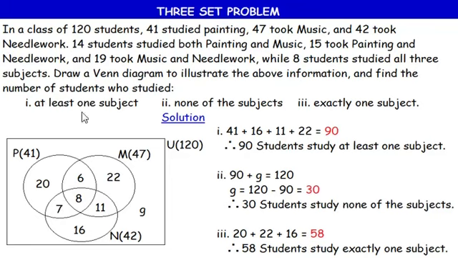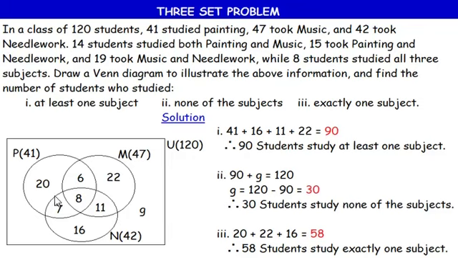So that is how come we had a 7 you are seeing here. Let's move on. 19 took music and needlework. When you look at the 2 circles, this is the circle for music, this is the circle for needlework. Where they intersect, this entire oval shape here is 19, but then this portion is 8. So what will be left here? 19 minus 8 is 11. So that's how come we had 11 here.